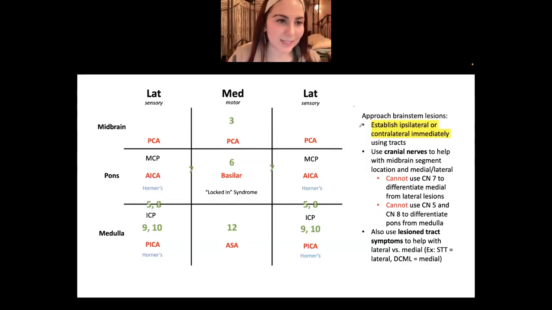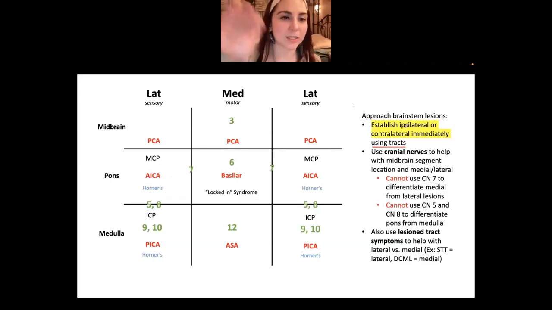But how do you approach brainstem lesions? Immediately what you want to do is establish ipsilateral or contralateral. And I say using tracks because I just think it's easier than trying to use the cranial nerves. You still can use the cranial nerves. Like if you're seeing left-sided cranial nerve 3 issues, it's probably going to be a stroke on the left side. But I also like to use your corticospinal tract or your spinothalamic tract because those long tracks help me. This is really important to establish, however you want to do it, immediately, because then you can cross certain things out in your answer choices.